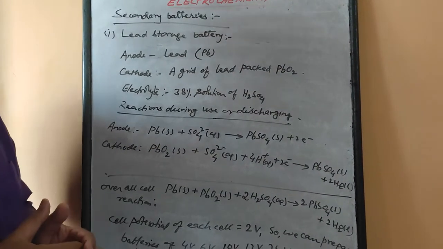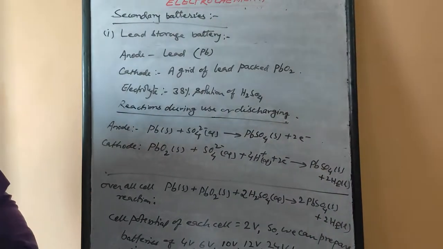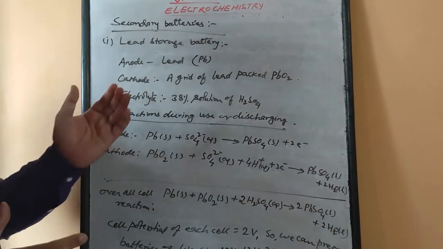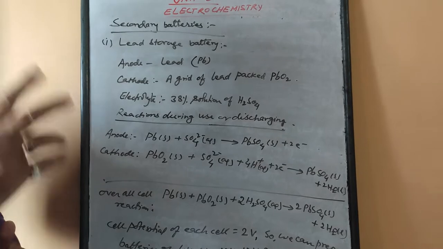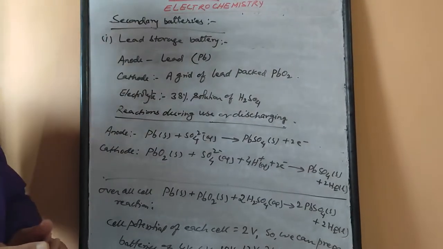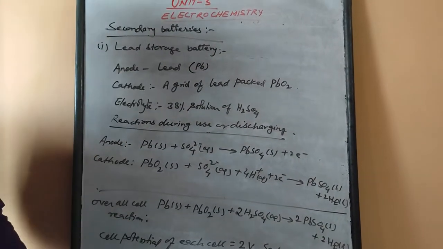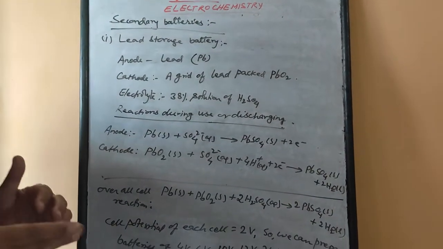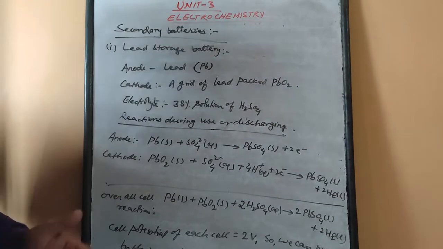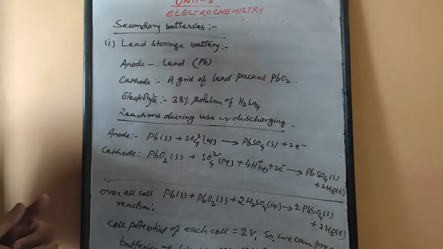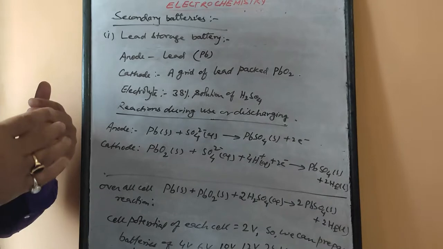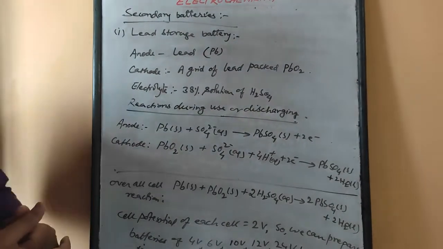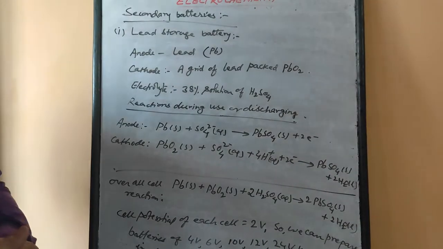The main thing is that the lead storage battery has a voltage in multiples of 2 volt. It means each cell potential in a lead storage battery is 2 volt. So you can manufacture a lead storage battery of 2 volt, 4 volt, 6 volt, 10 volt, 12 volt, 24 volt, like that, in multiples of 2 volt.